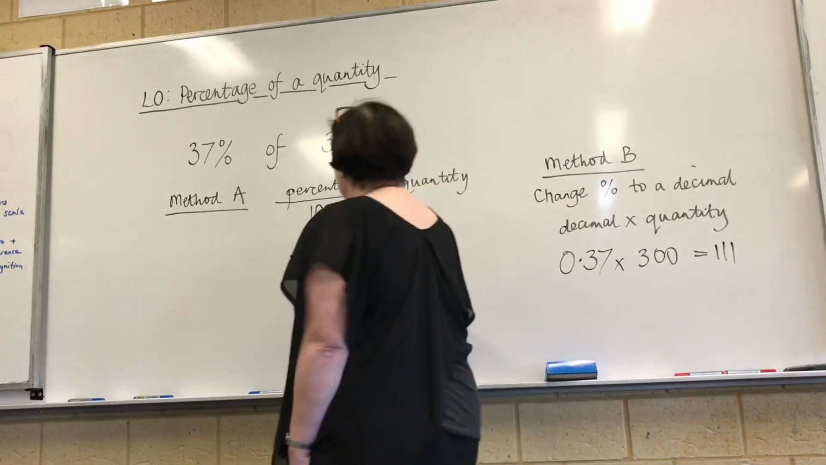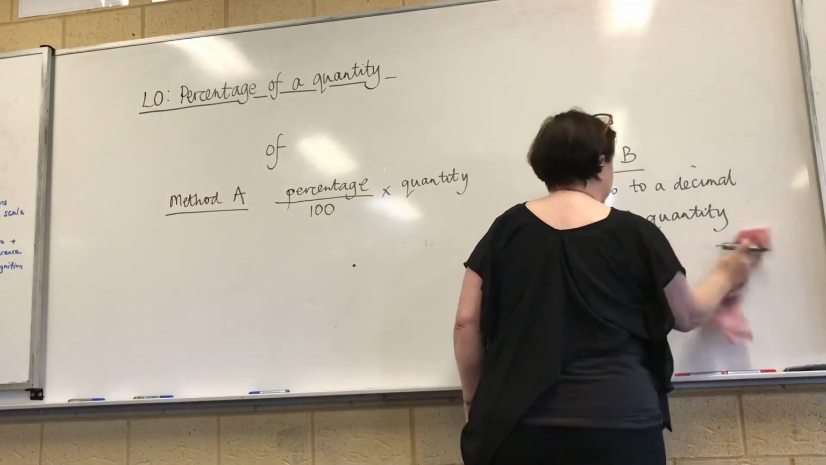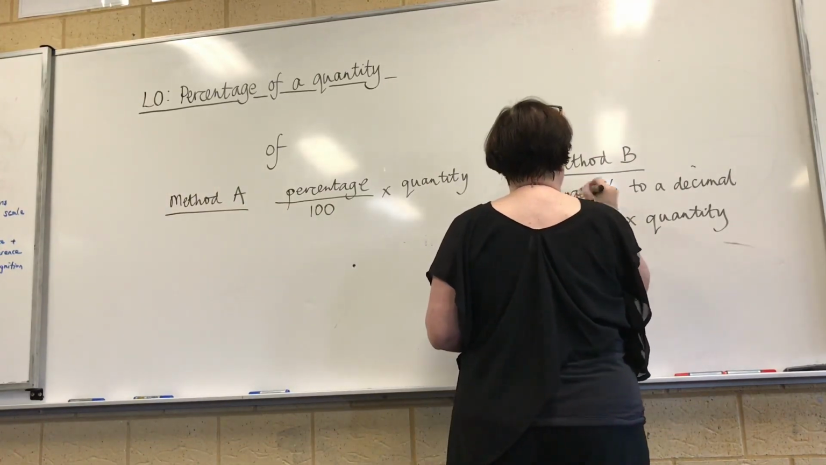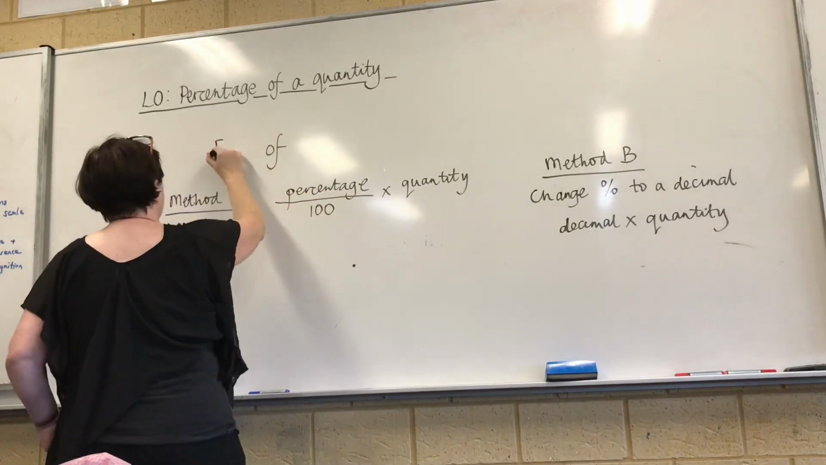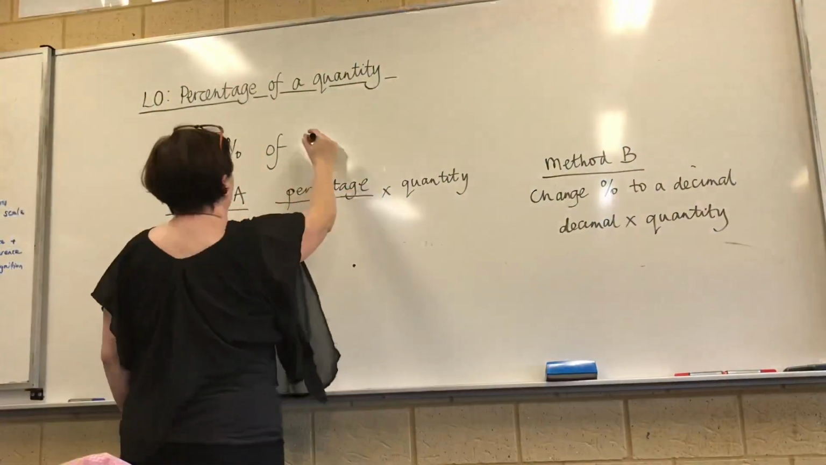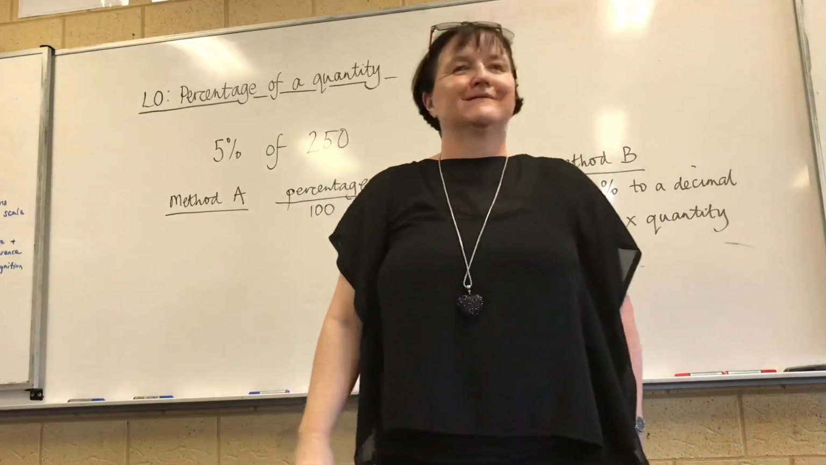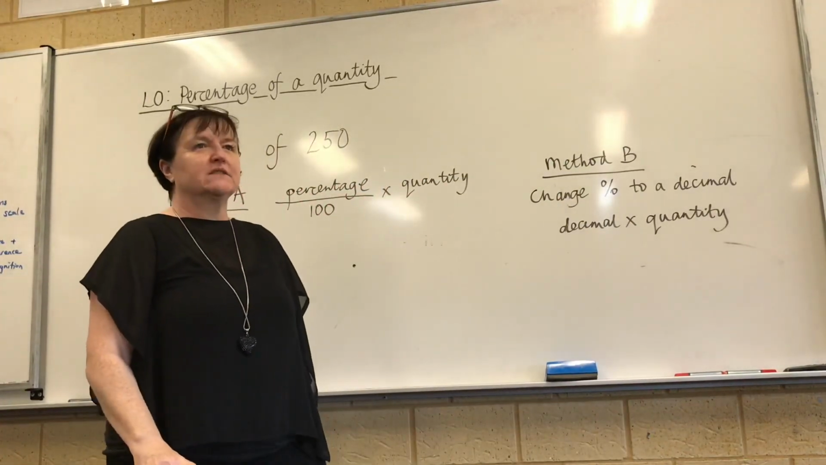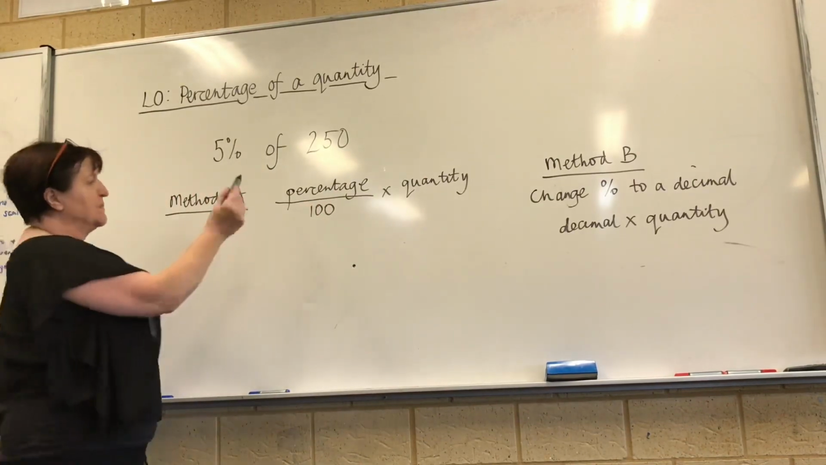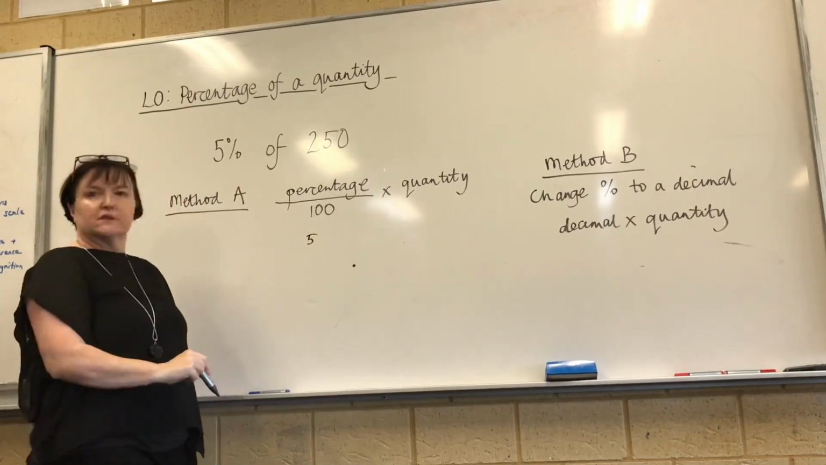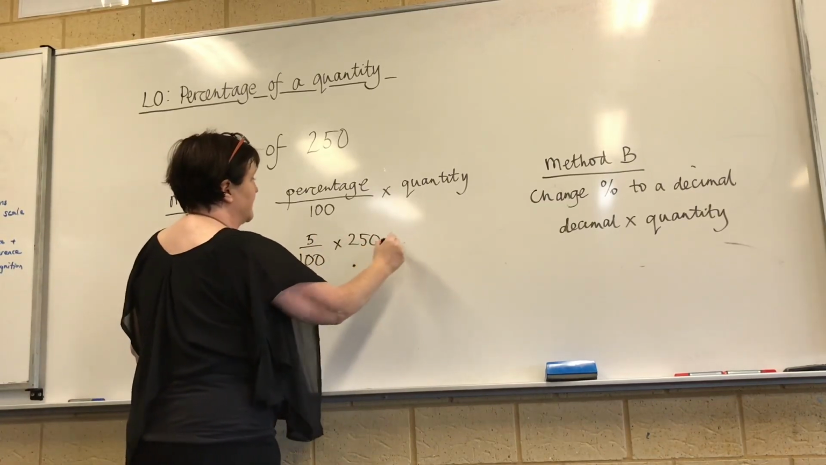Okay. Right then, I'm going to leave the method there, but I'm going to change the question. So let's have 5% of 250. Looking at method A, you take the percentage, which is 5, you divide it by 100, and then you multiply that by 250.